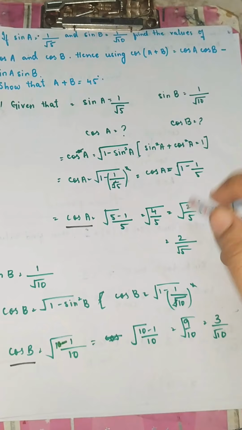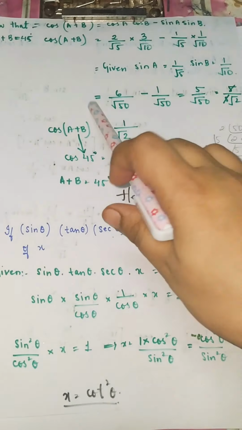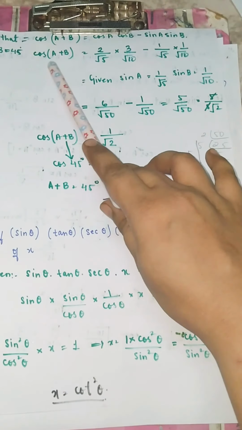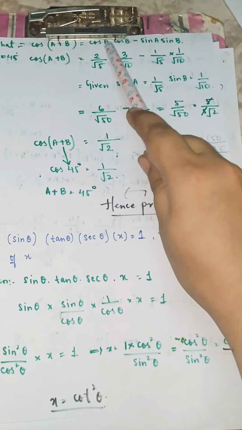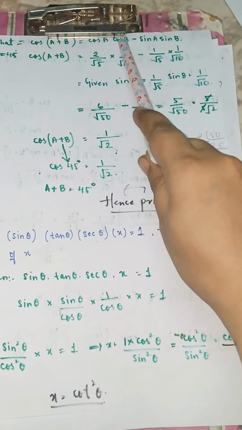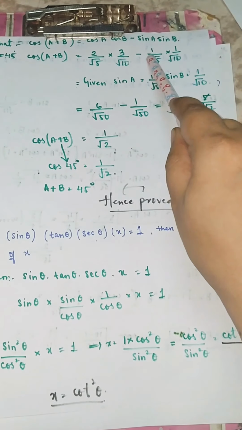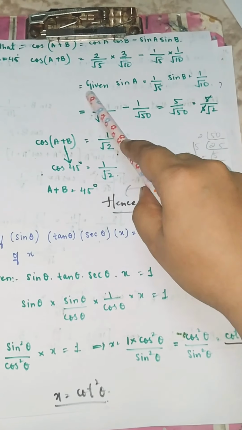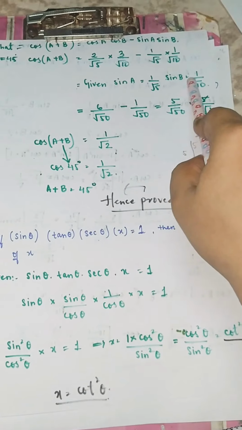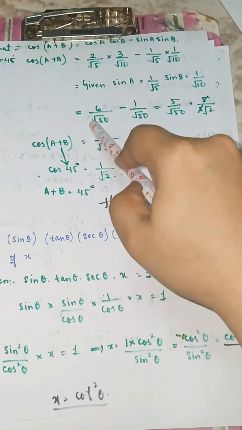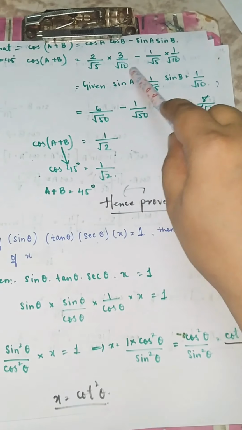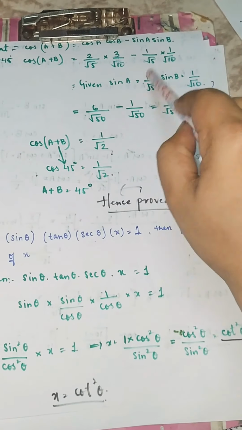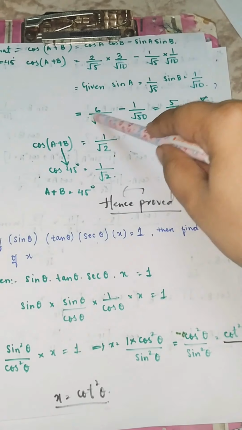Here we got cos B, here we got cos A. Here we have to show that cos(A plus B) is equal to cos A cos B minus sin A sin B. Cos(A plus B) is equal to, what is cos A? Cos A is 2 by root 5 into cos B, 3 by root 10, minus sin A, 1 by root 5, into sin B, 1 by root 10. Now 3 twos are 6, 6 by 5 tens are 50. This root we have to take common, minus 1 ones are 1, 5 tens are 50, root 50. 6 minus 1 is 5.